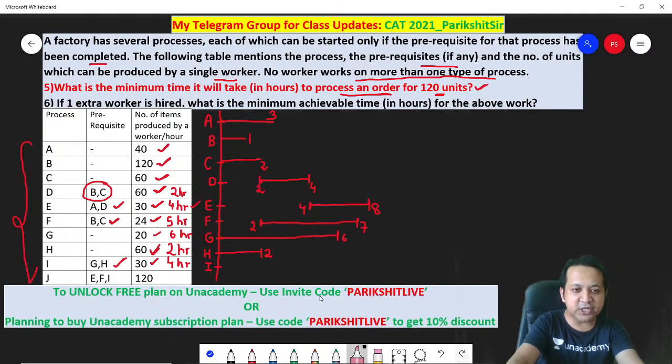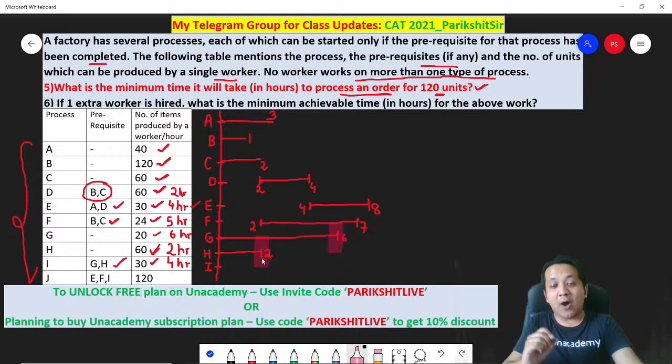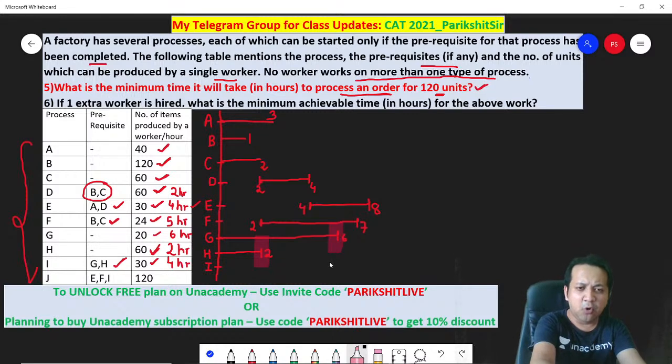So when are G and H getting completed? G is getting completed at the end of 6 hours. H is getting completed at the end of 2 hours. So I can start only at the end of 6 hours. Why 6? Because till the 6th hour, G has not yet been completed. For I to start, both G and H have to be completed, and G gets completed only at the end of 6 hours. So I can start only at the end of 6 hours, and when you start I, it will take 4 hours. So 6 plus 4, 10. Correct?